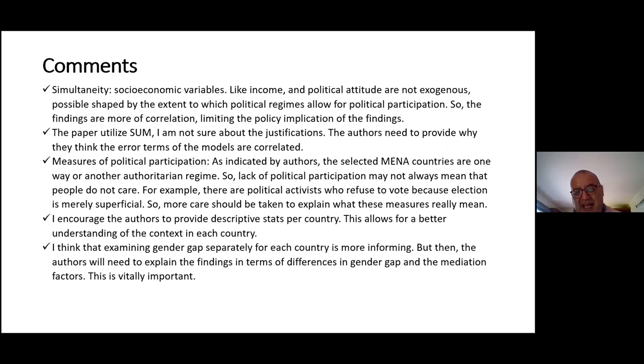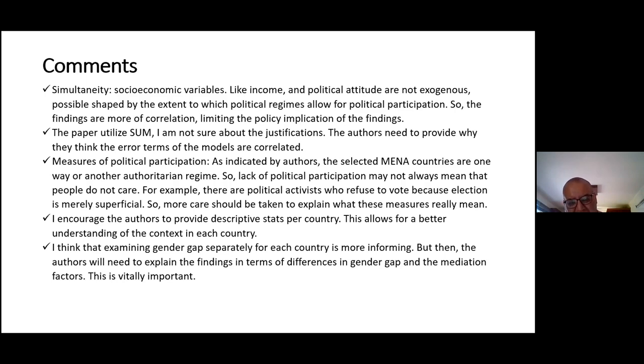You also have, I think, simultaneity between the mediating factors, as you call them, the socioeconomic variables like income and political attitude. These are not exogenous to the extent of political participation. In countries where political participation is more extensive, you would see that they have better institutions, maybe affecting the economic conditions, and maybe the income level would be higher in this country relative to other countries with more of dictatorship as a type of political regime. So to me, this is more of correlation in the findings that you documented, and this, to some extent, limits the policy implications of the findings.